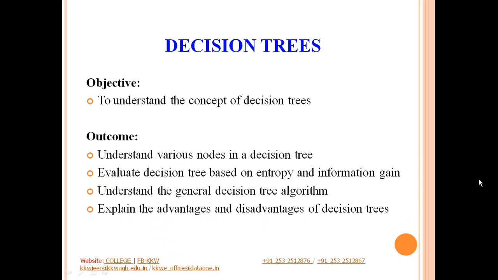So the objective of this particular e-lecture is to understand the concept of decision trees, and at the end of the lecture we will be able to understand what are the various types of nodes in a decision tree. We will be able to evaluate the decision tree based on the concepts of entropy and information gain. We will also be able to understand the general decision tree algorithm, that is how a decision tree actually works, and we will be able to explain the advantages and disadvantages of decision trees. So let us proceed.